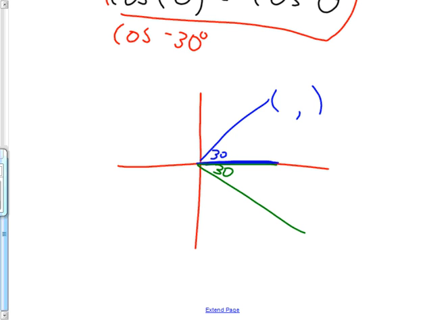You see how it's the exact same thing? They're both the same length. They're both the same distance. It wouldn't change. It's not going to be different at all. So cosine of 30 and cosine of negative 30 would have the same exact answer.